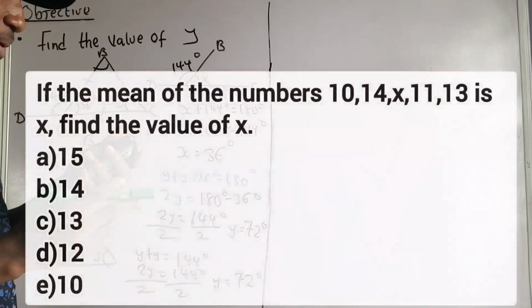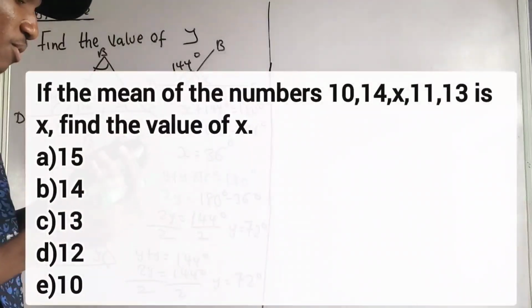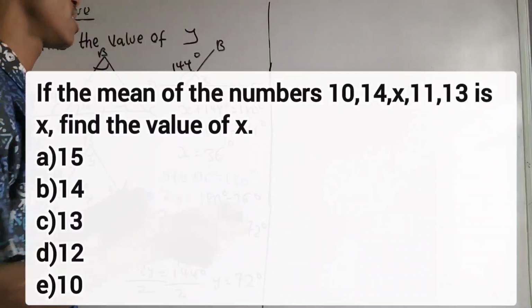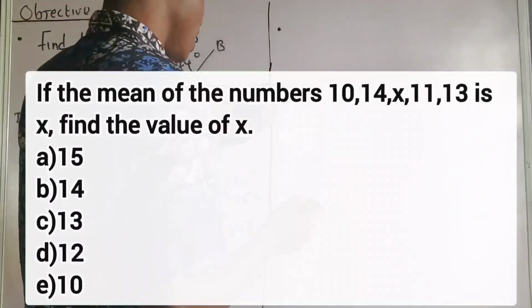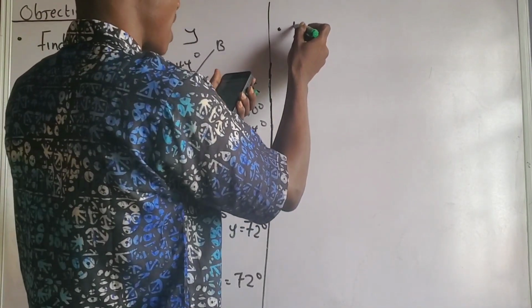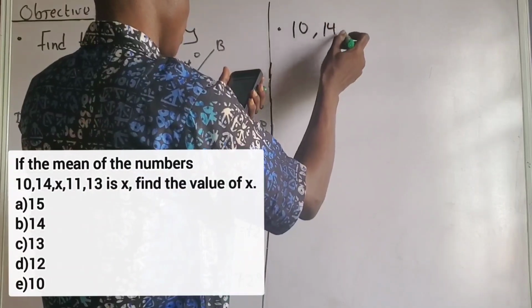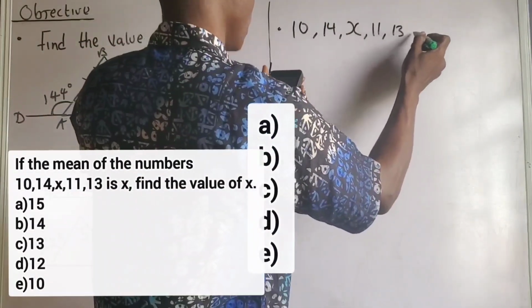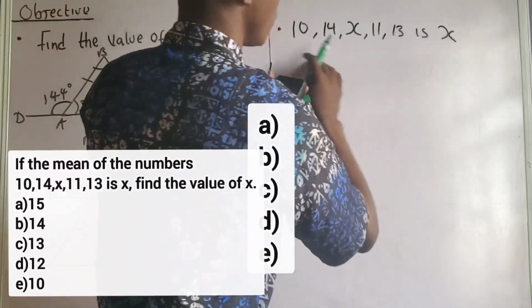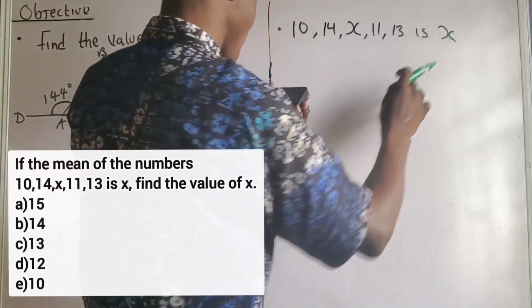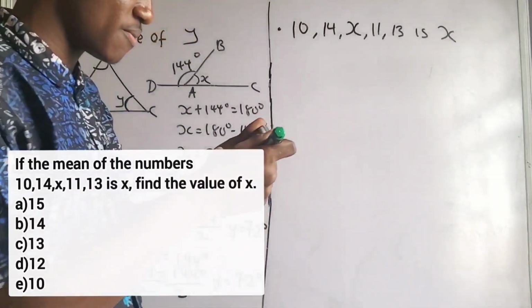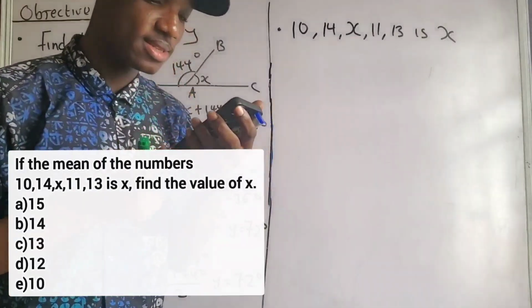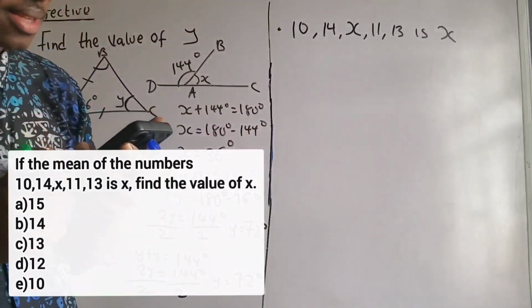If the mean of the numbers 10, 14, x, 11, 13 is x, find the value of x. The mean of these numbers is x. We are asked to find the value of x. A, 15, B, 14, C, 13, D, 12, E, 10.